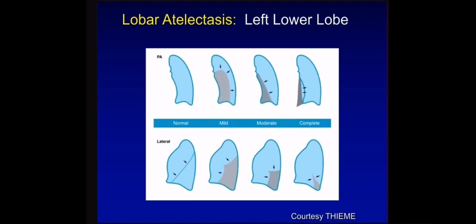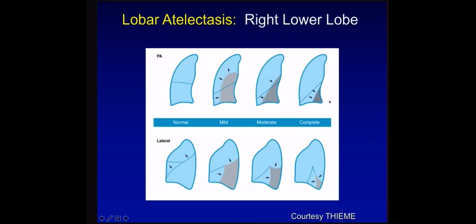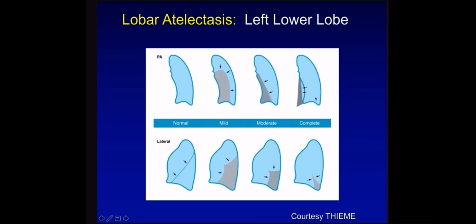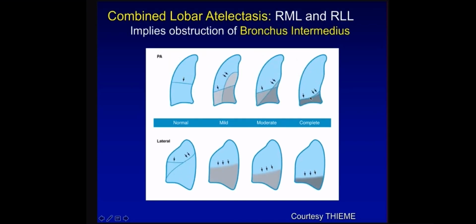You're going to end up with increased density over the lower thoracic spine. And on the frontal view, as this progresses, you'll begin to recognize a triangular-shaped opacity behind the heart. In complete atelectasis, right or left, you can end up with a very small triangle, and that can be very difficult to recognize when you have total atelectasis of any of these lobes, really.